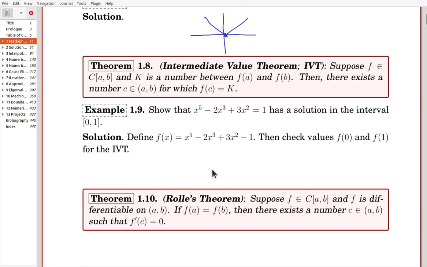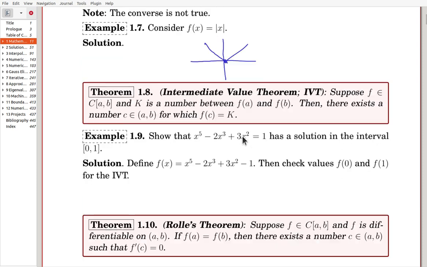Okay, intermediate value theorem. F is continuous. This notation means continuous over the closed interval A and B. Now, there is an assumption: F is continuous over a closed interval, and K is a number between f of A and f of B. Then there exists a number C between A and B for which f at C is K.